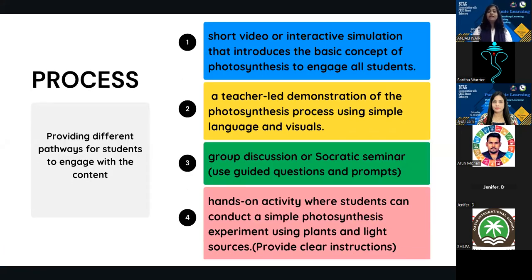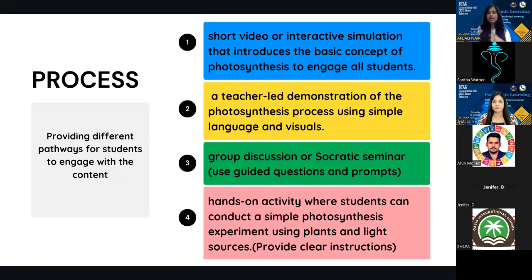Now, providing different pathways, as I told you, if you are a good cook, you want every child in your class to get the nourishment. So you don't have to serve them the same thing to eat. You have to find different ways to nourish the child. Some may learn better if they are watching a video or interactive simulation that introduces the basic concepts of photosynthesis. Then some may understand through teacher-led demonstration. Some may understand better through a group discussion or a Socratic seminar, or some may learn better through hands-on activities.